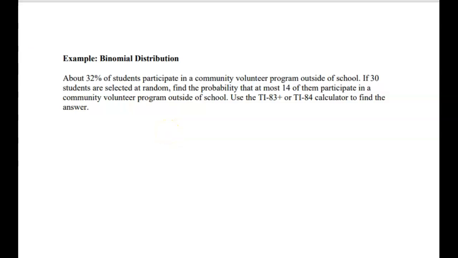Let's look at this example. So here we're told that about 32% of students participated in a community volunteer program outside of school. If 30 students are selected at random, find the probability that at most 14 of them participate in a community volunteer program outside of school. Use technology to find the answer. We're going to use StatCrunch, but you can also use the calculator, but I'm going to show you with StatCrunch.